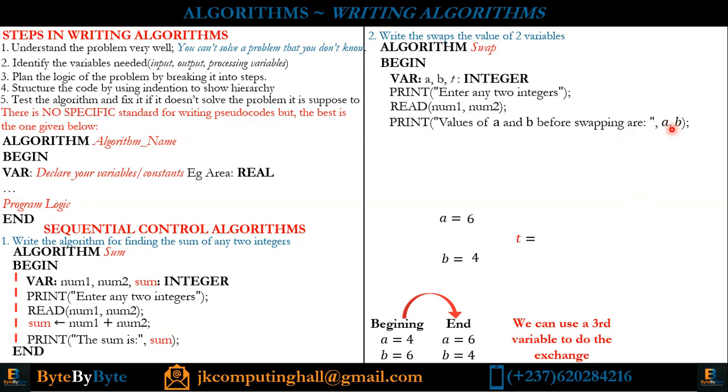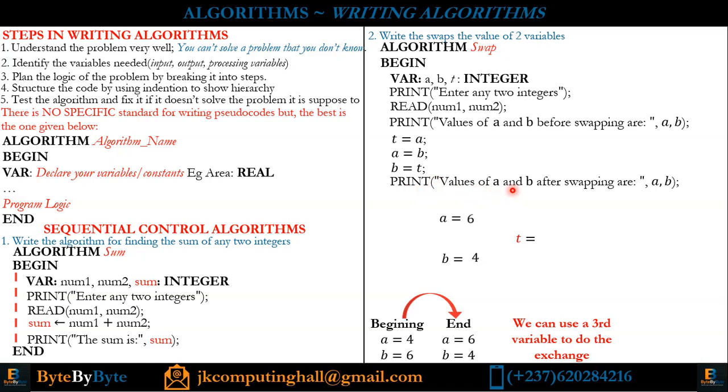And if there is no comma, then we are going to see that AB is one variable. That's why we use a comma to separate those variables. Okay, we proceed. T takes A, as you can see. A takes the value of B, and finally B takes the value of T. And that is how we have swapped the two numbers.